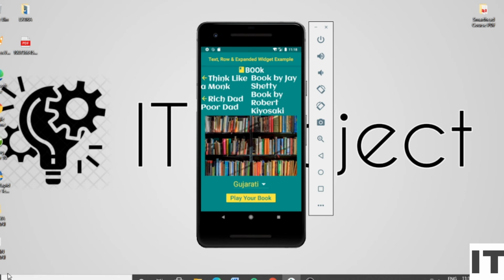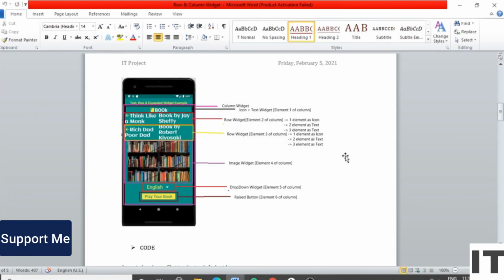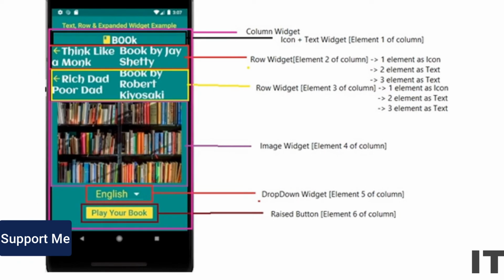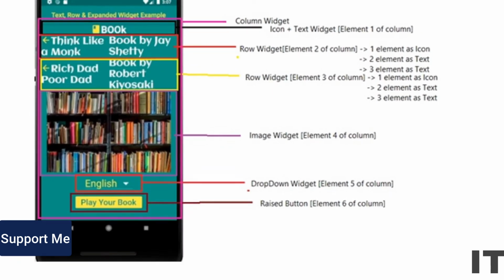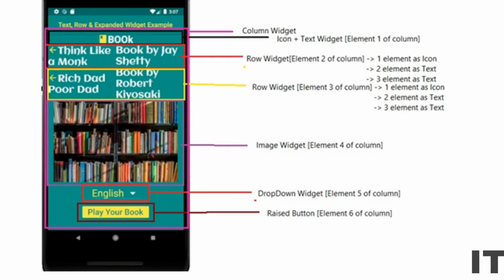All the details are available in the Word file, and the Word file is available in the description box. In the next video, I will create the first, second and third element of the column widget. This is the icon plus text plus row plus expanded widget.